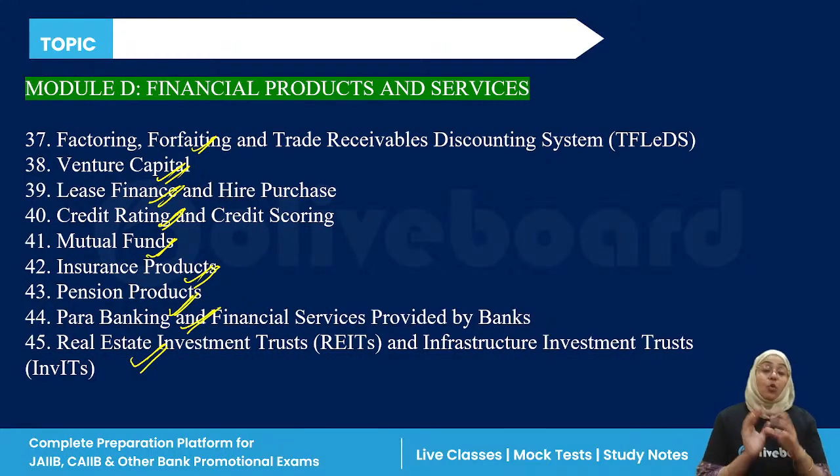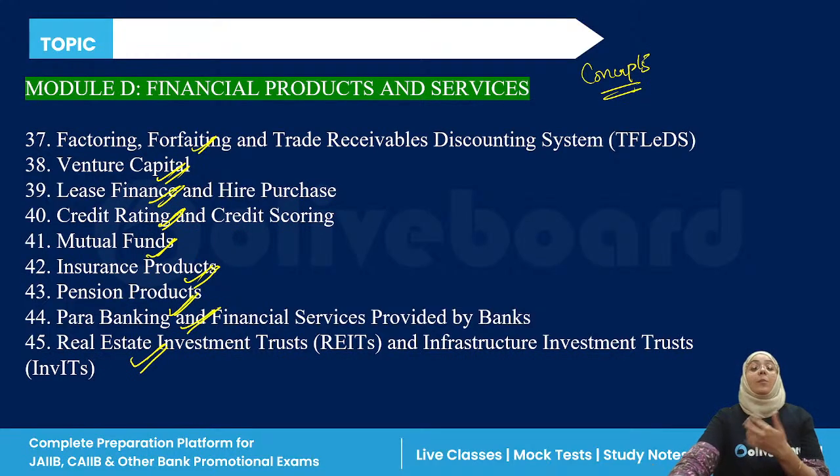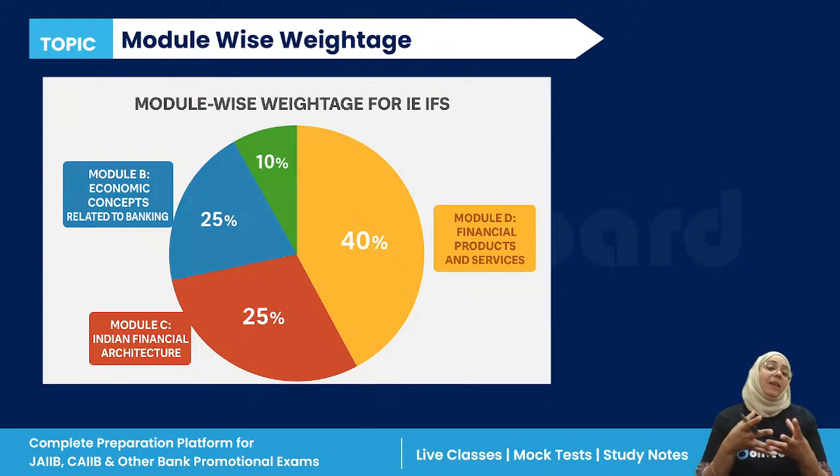Maximum questions of the complete paper will be from module D, right? So module D, you have to focus. Module D is more on the concept side, right? So you have to focus more on module D. Approximately 40% of the paper comes from module D, right?